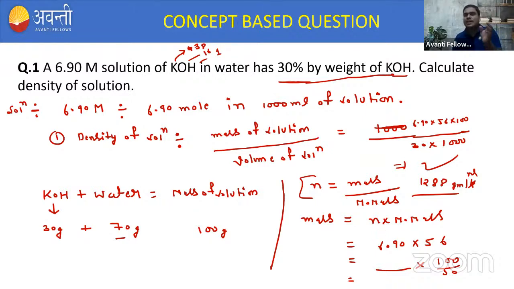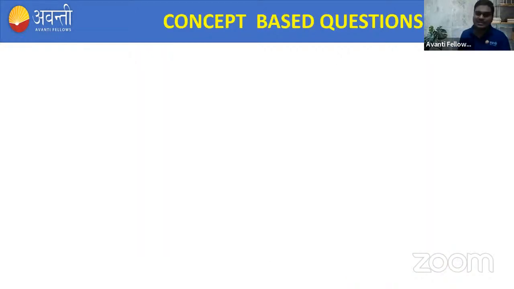Now this question has 30% by weight of KOH. What do you mean by this? This mass has only 30%. So just calculate the 30% for this, so multiply 100 by 30. Now just put the value, and you'll get the density of the solution. Right, so this is how you get this.